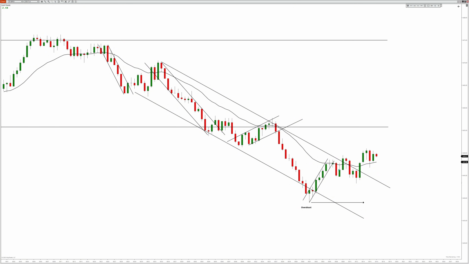As traders, it's our job to manage and protect our capital. We get paid not for the time that we sit here in front of the charts. We get paid for our decision making.